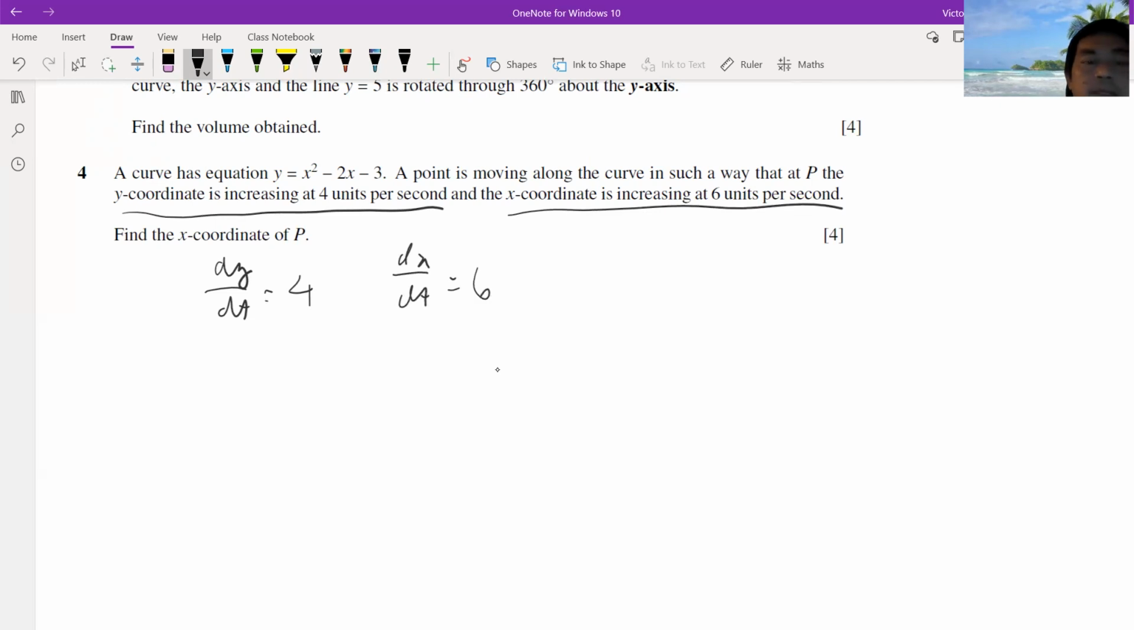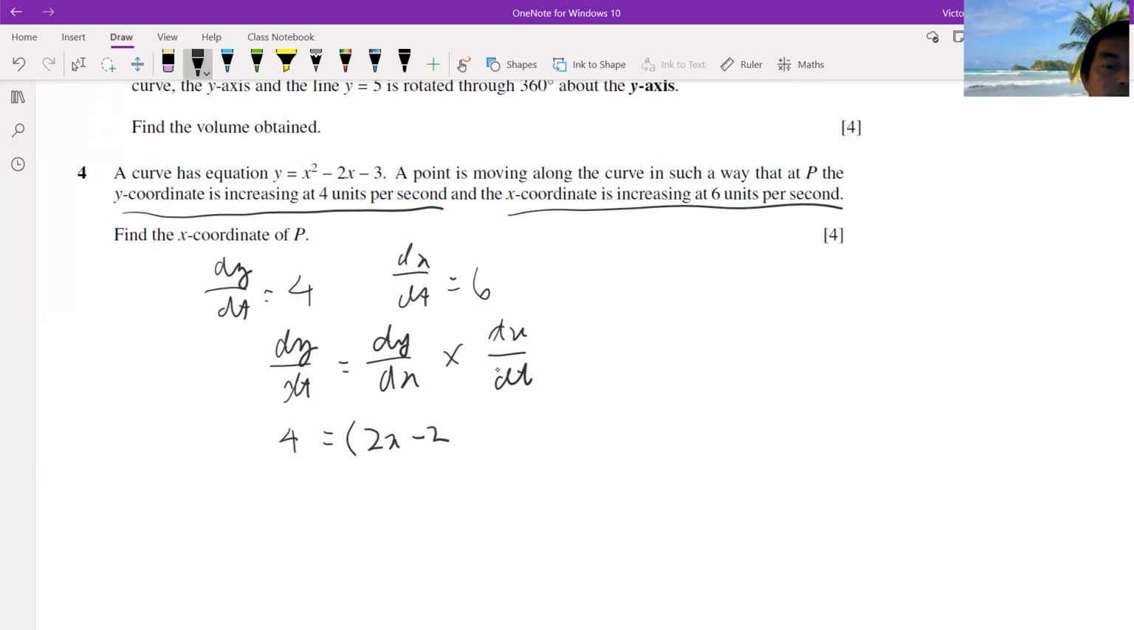Okay, you need to formulate an equation to solve this problem. So use the related rates of change: dy over dt equals dy over dx times dx over dt. So this will be 4, and dy over dx from your function will be 2x minus 2, times 6. 4 equals 12x minus 12. x equals 4 over 3. That's it.